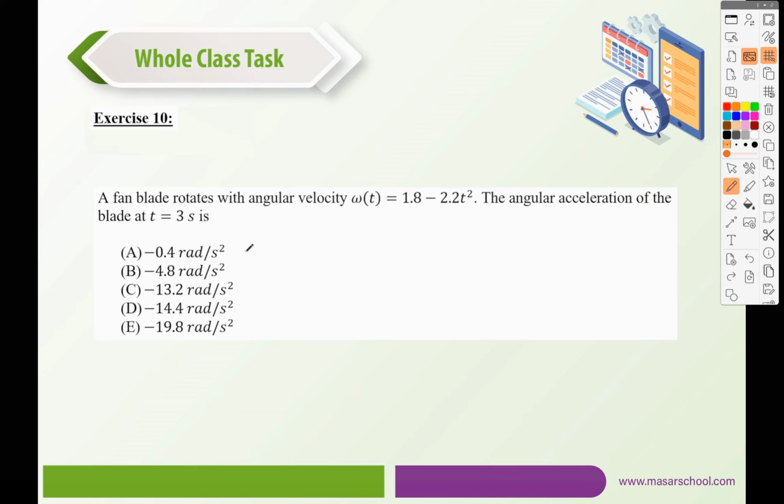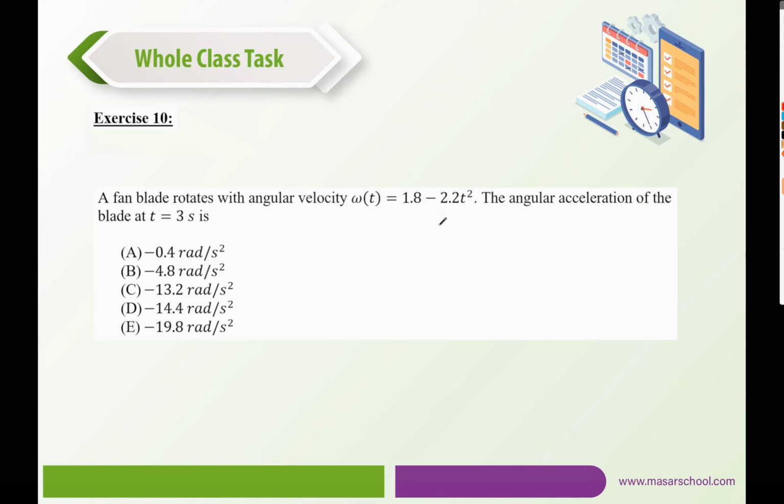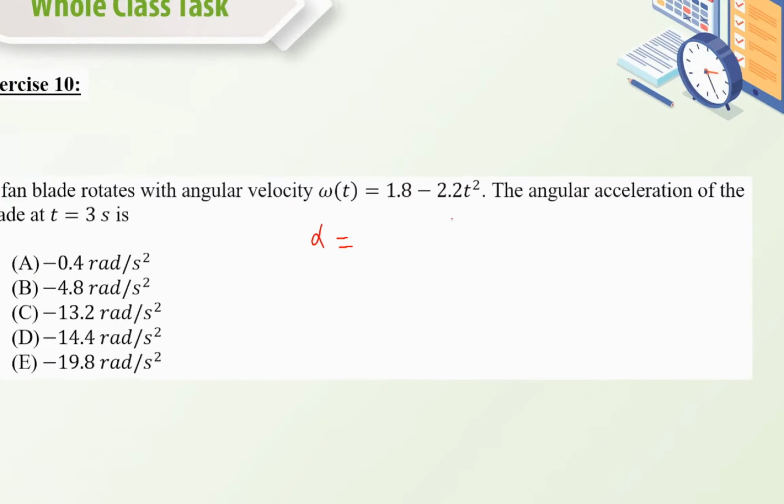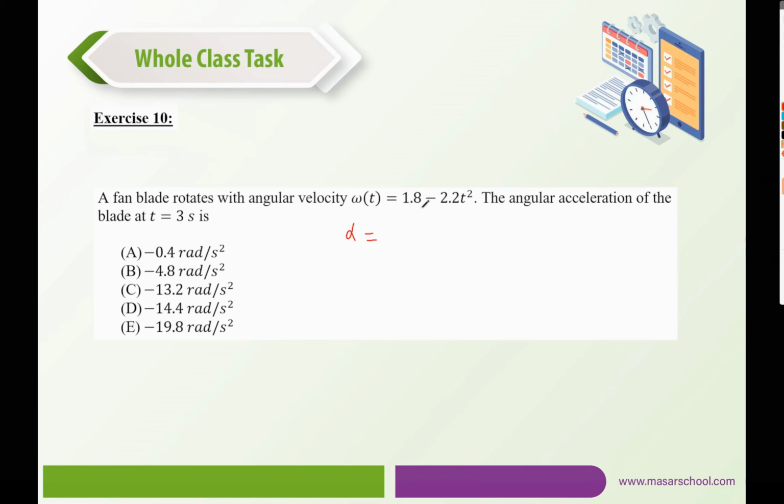A fan blade rotates with angular velocity omega, the angular acceleration. Now we know that alpha can be computed from omega using calculus. We cannot use the type of motion because that is not linear. Then the constant would be 0. That would be minus 4.4 multiplied by t. Now alpha for t equal to 3 seconds would be minus 4.4 multiplied by 3. Plugging that on the calculator, we would have a value of minus 13.2 radians per second square, making C the correct answer.